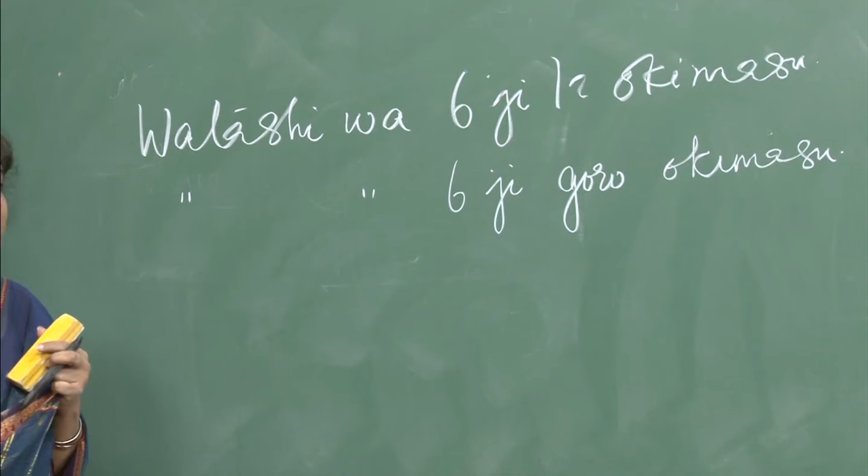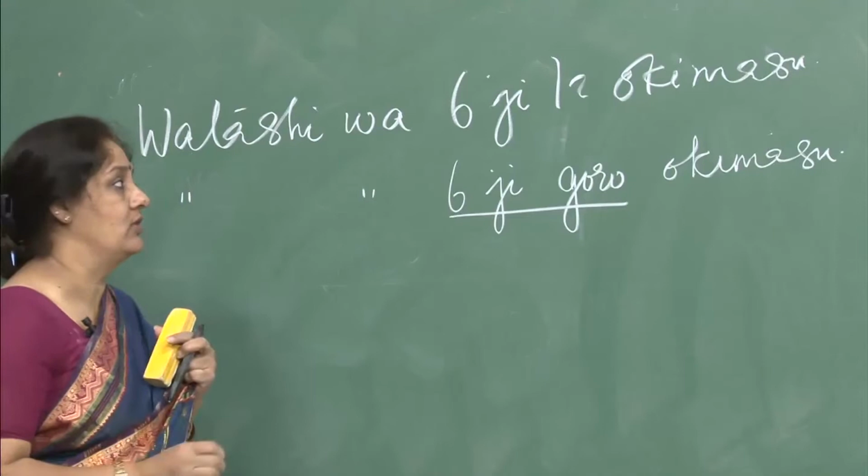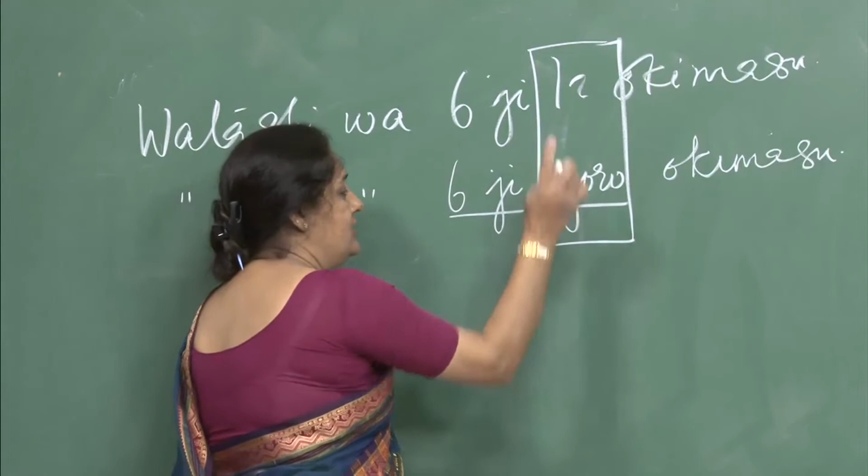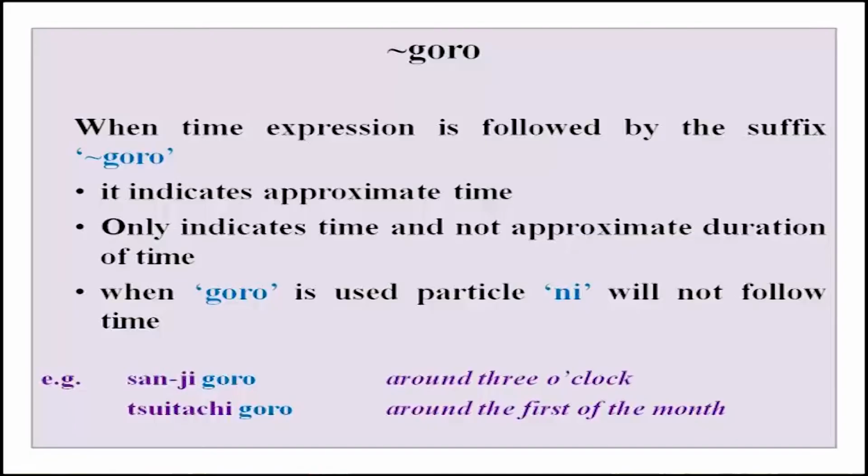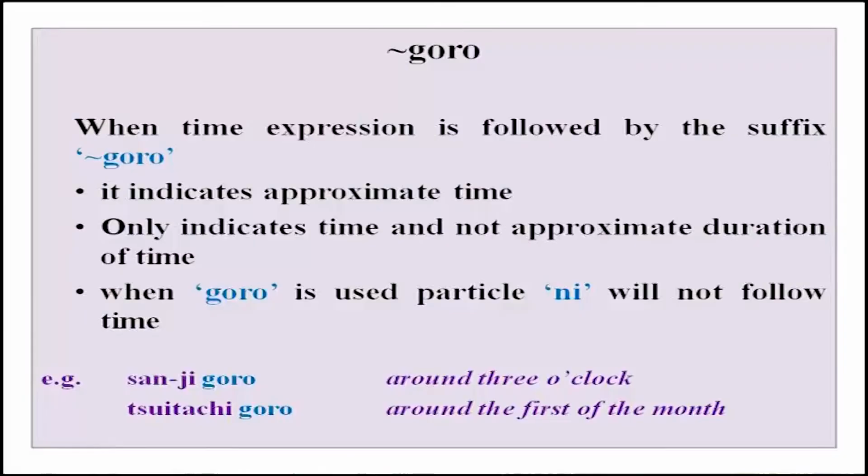When you say rokuji goro okimasu, then it is around 6 o'clock. And you will notice that it is either ni or goro and not both together. As you can see over here, when a time expression is followed by the suffix goro, it indicates approximate time and only indicates time, not approximate duration. When goro is used, particle ni will not follow the time, as I just told you.